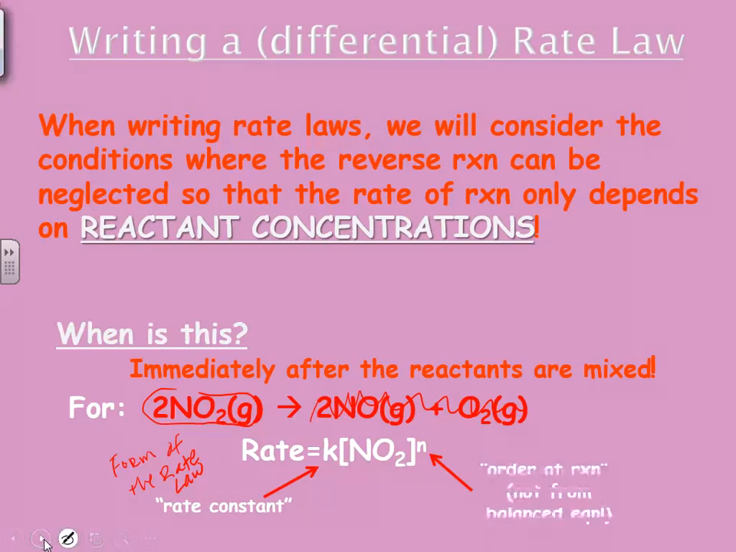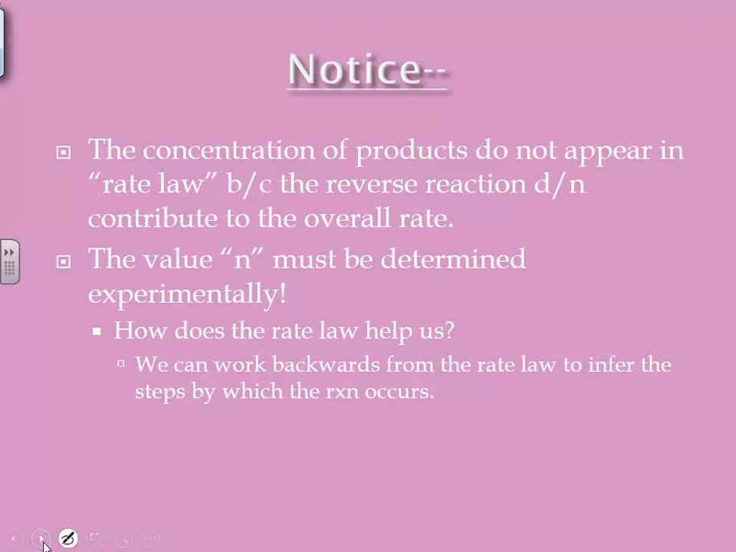We actually are going to solve for this exponent in the next video. The exponent here is referred to as the order of the reaction. This number does not come from the balanced equation. We have to calculate it using the method of initial rates. I want you to notice that the concentration of the products does not appear in the rate law, and that's because the reverse reaction does not contribute to the overall rate. Also, the value for n must be determined experimentally. So from experimental data, we will determine n.